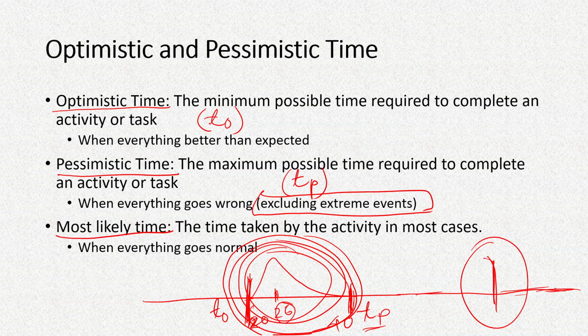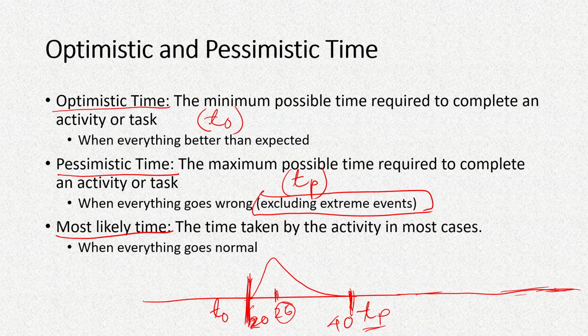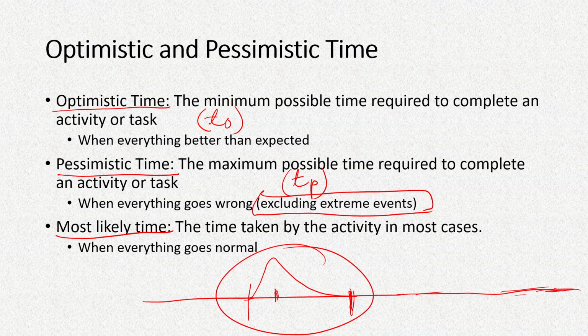For example, the situation that is happening right now because of the COVID situation, some projects are being delayed by a year, and that is considered an extreme event, and that's why it is not going to be considered in forming this kind of distribution or estimations.